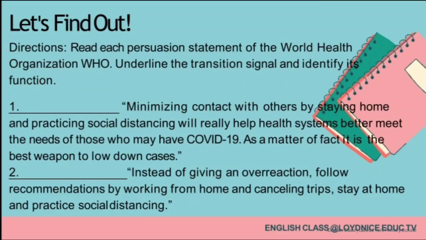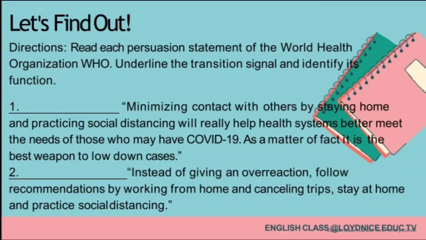Before we end this presentation, let's find out what you learned. Read each persuasion statement of the World Health Organization, underline the transition signal and identify its function. 1. Minimizing contact with others by staying home and practicing social distancing will really help health systems better meet the needs of those who may have COVID-19. As a matter of fact, it is the best weapon to lower cases.